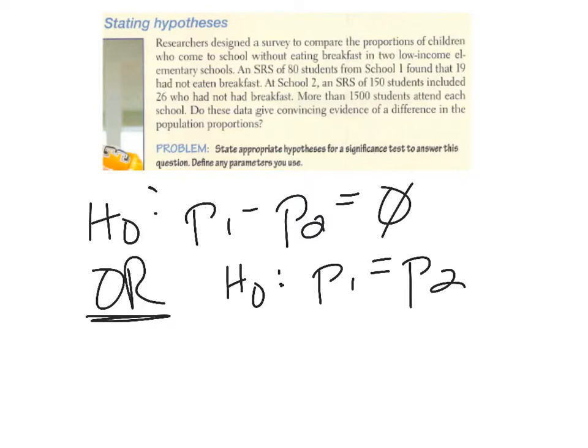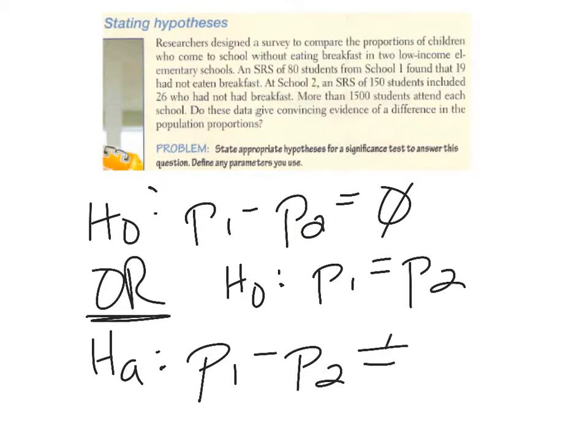I have the same proportion of kids that show up at School 1 that didn't eat breakfast as I have at School 2. My alternative hypothesis here is going to be whatever kind of difference that I expect to happen here. And so in this case, I didn't state that I thought that one school had a bigger or smaller difference than the other. So my alternative hypothesis here would just be that the one school minus the second school, so the difference between the two, does not equal 0. And I would need to define my stuff, right?